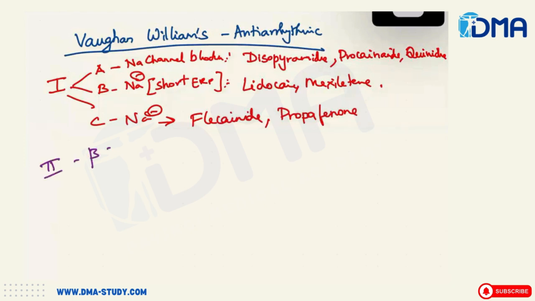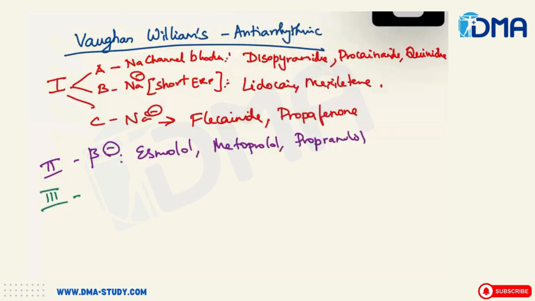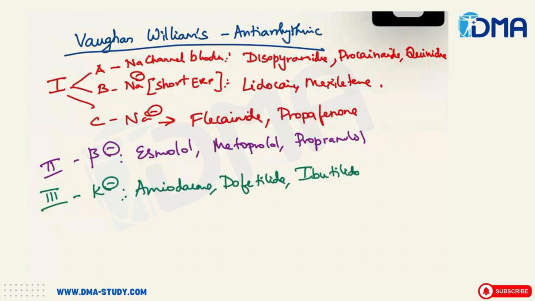2 is beta blocker. All the beta blockers will come under it, like esmolol, metoprolol, propranolol. 3 is the potassium channel blocker. Example, amiodarone, dofetilide, ibutilide, sotalol. All these things come under class 3.